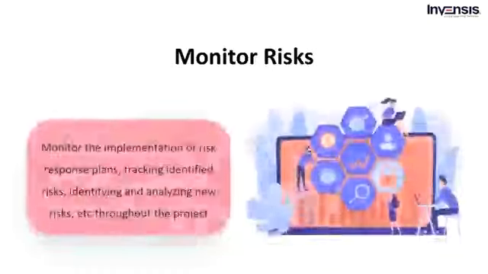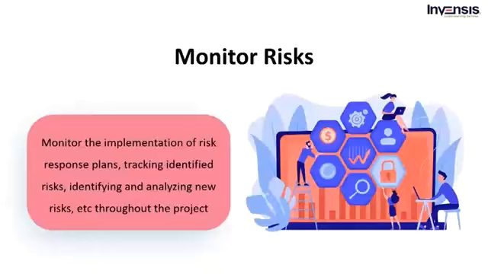The 11th process is to monitor risks. It belongs to the risk management knowledge area and is performed throughout the project. This process monitors the implementation of risk response plans, tracks identified risks, analyzes new risks, and eventually evaluates the effectiveness of the risk process.